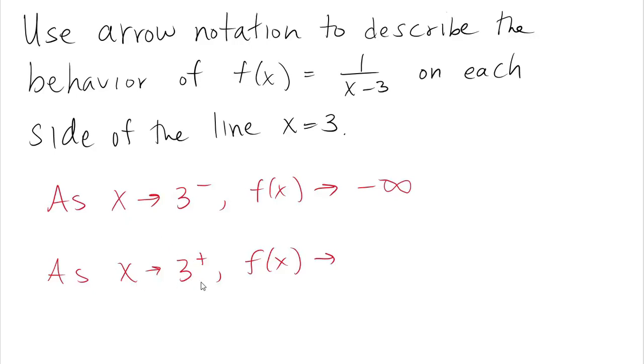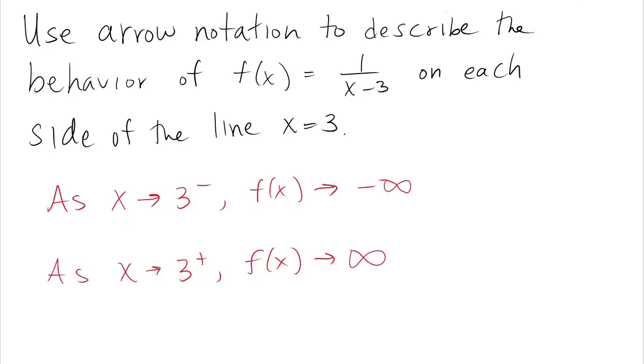If we approach 3 from the right, then we're considering numbers that are bigger than 3. When the input is bigger than 3, the denominator will be positive. We've got a positive numerator, we'll have a positive denominator. These must be tending towards infinity.